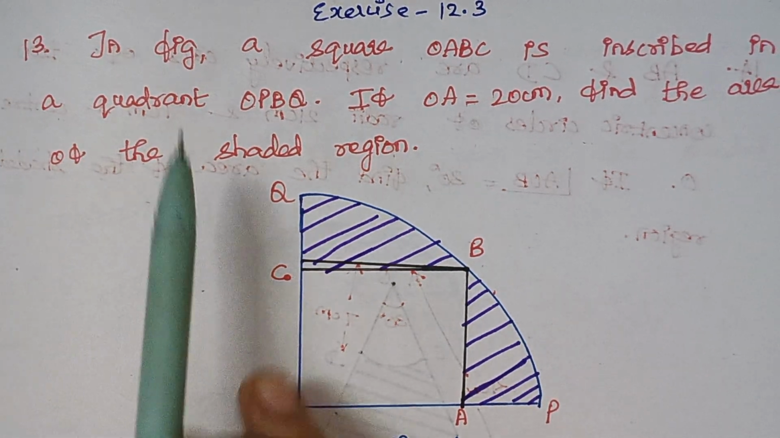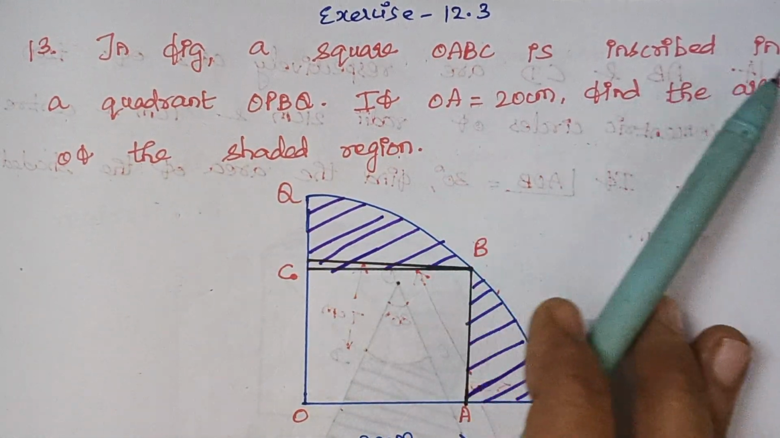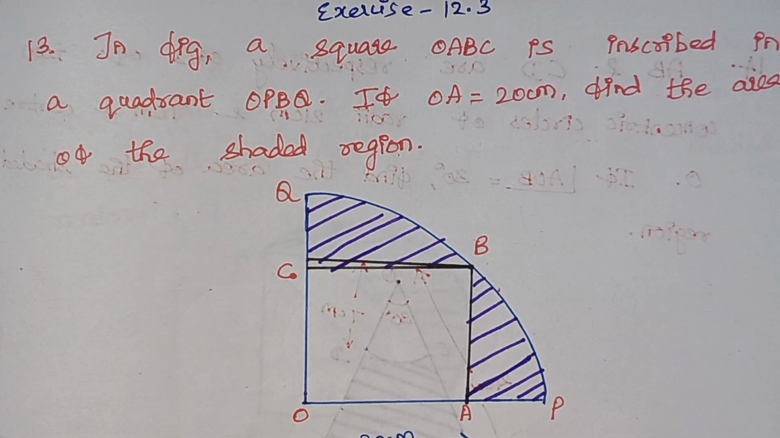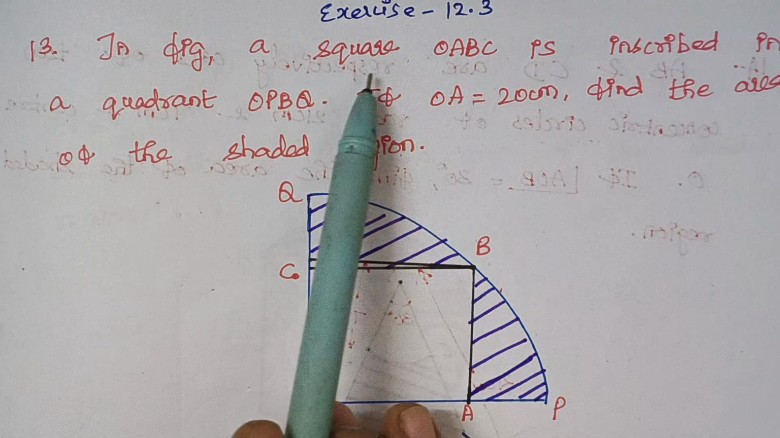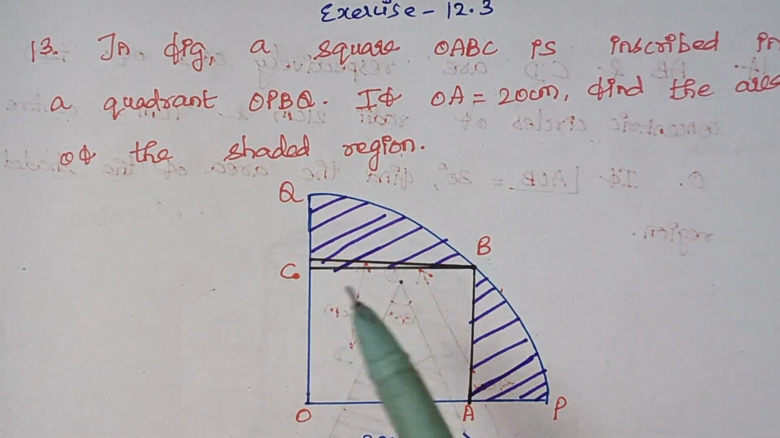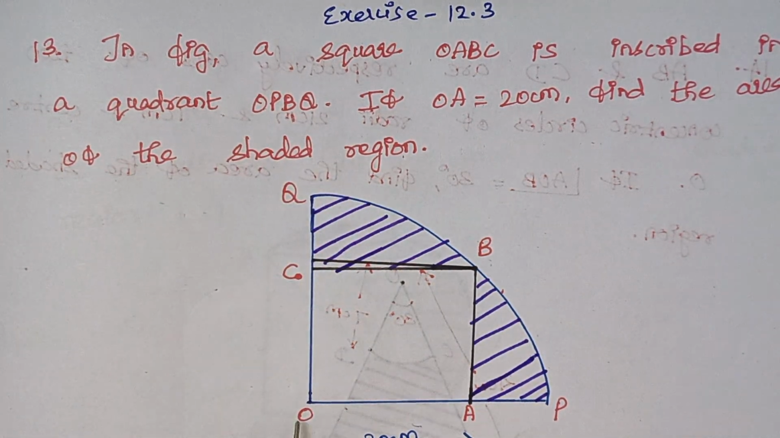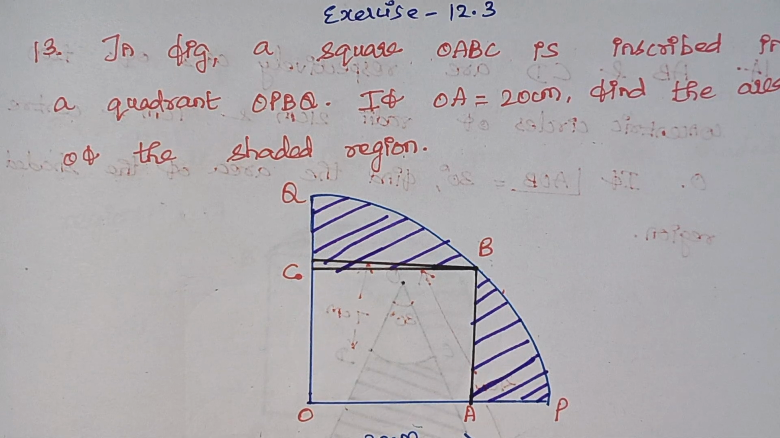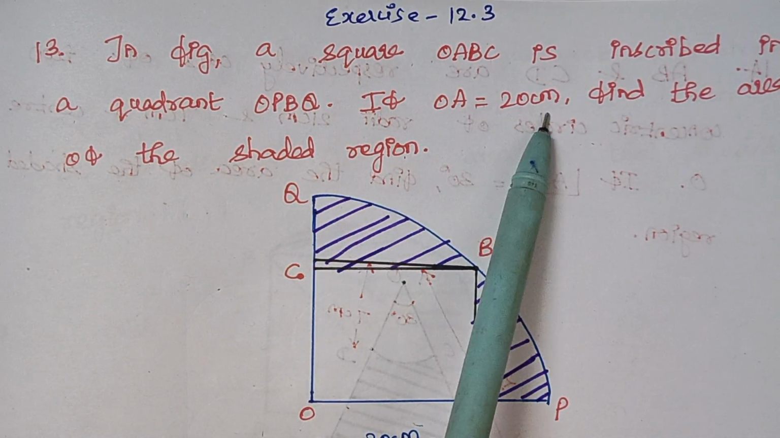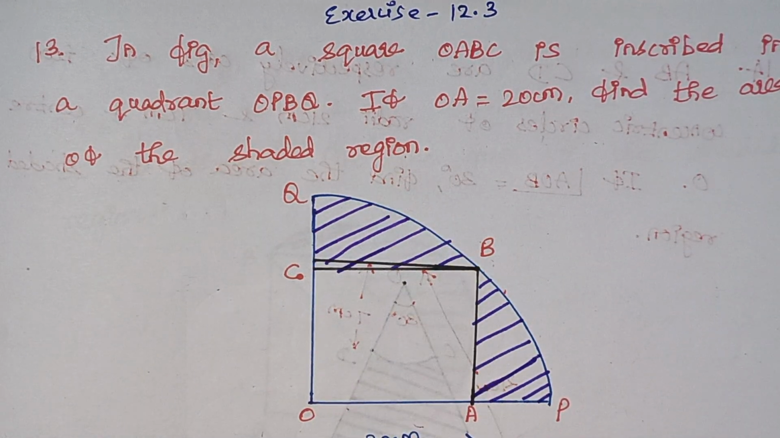Problem number 13. In the figure, a square OABC is inscribed in a quadrant OPBQ. So here the diagram is given. You see there is a square OABC, right? OABC is a square and OPBQ is a quadrant, right? If OA is 20 centimeter, find the area of the shaded region.